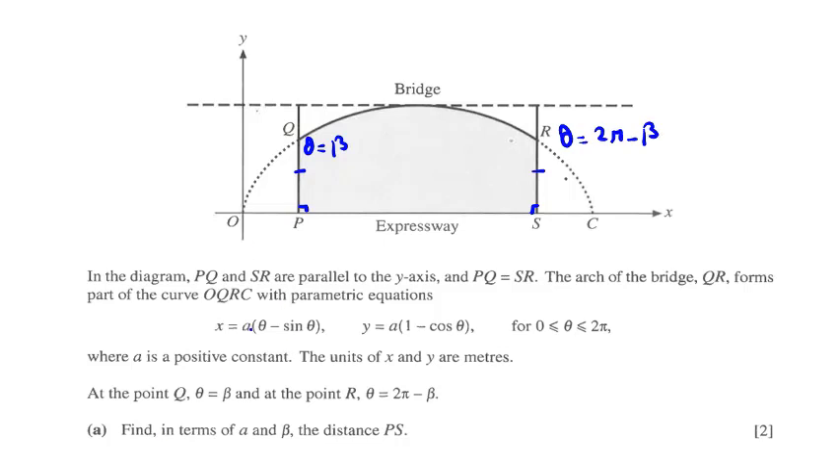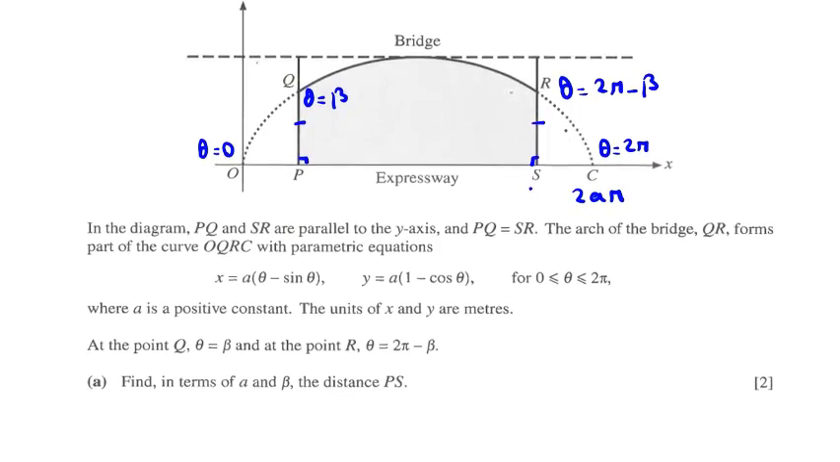You can check, for example, if theta is 0, x will be 0, so theta here is 0. For this point C, because it goes until 2 pi, theta is 2 pi, and you can find exactly x is a(2 pi minus sin 2 pi), which is 2a pi. Okay, part A: find, in terms of a and beta, the distance PS.